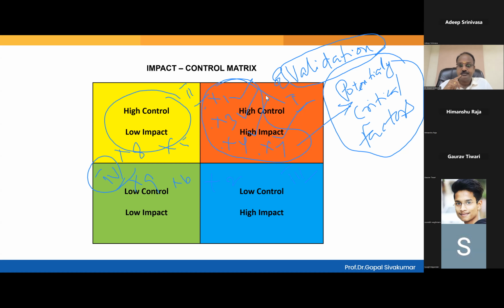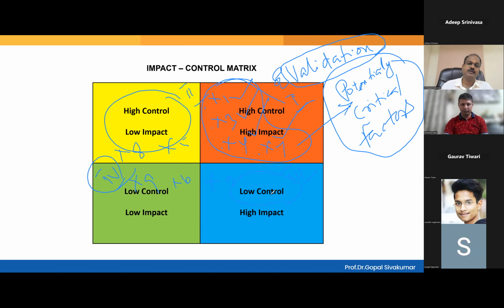Already, what is our training time? 3 hours. 7 p.m. to 10 p.m. If we stretch it from 7 p.m. to 11, I don't think that is feasible. Already, many people are sleeping in the training hall itself. You see? So that looks impossible. So we have low control here. So we are not going to consider this right now. Do you agree? Yes. This factor we are not going to consider.